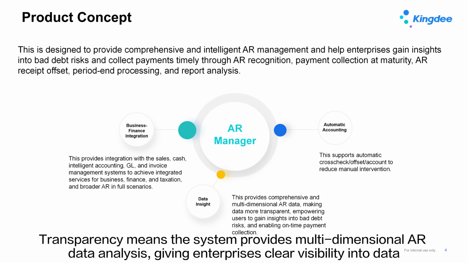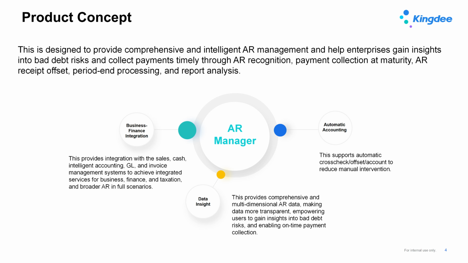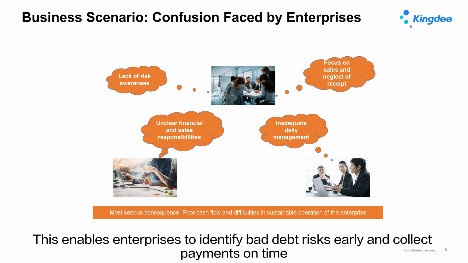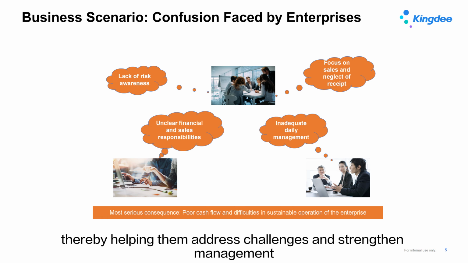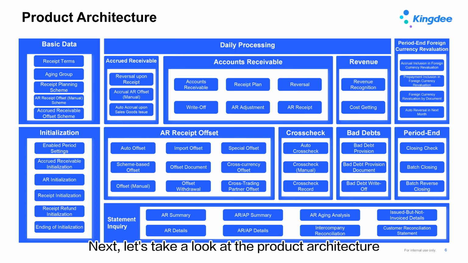Transparency means the system provides multi-dimensional AR data analysis, giving enterprises clear visibility into data. This enables enterprises to identify bad debt risks early and collect payments on time, thereby helping them address challenges and strengthen management. Next, let's take a look at the product architecture.